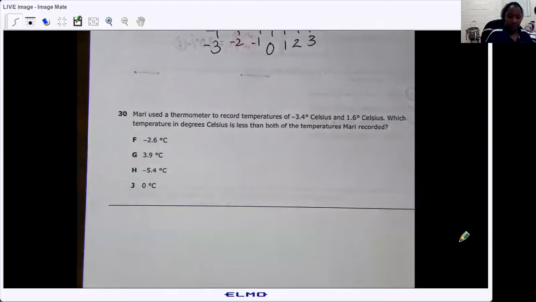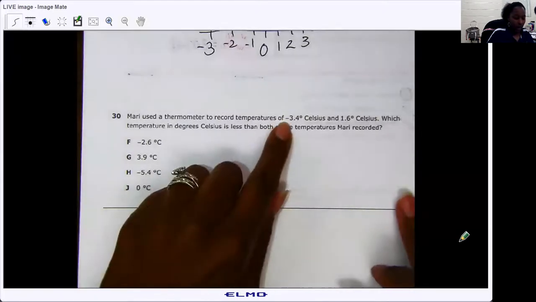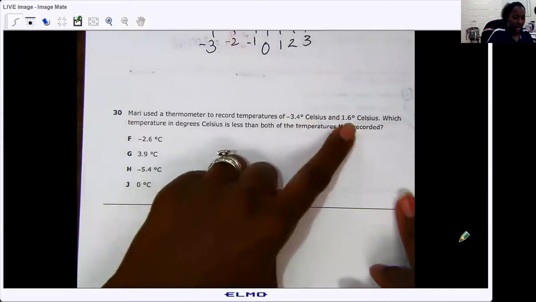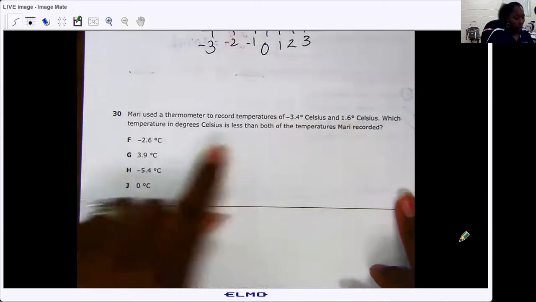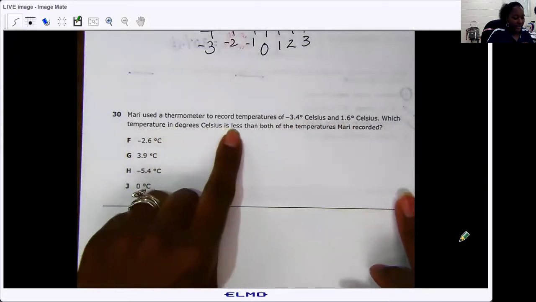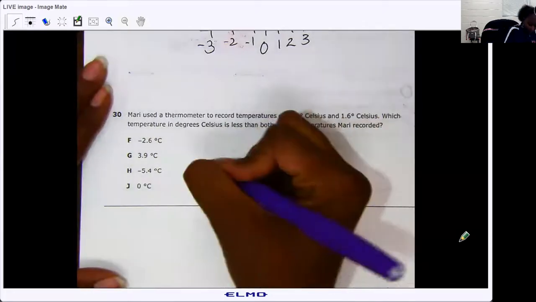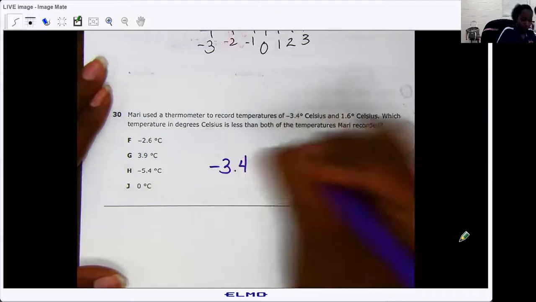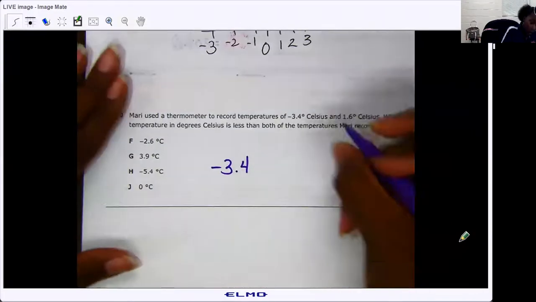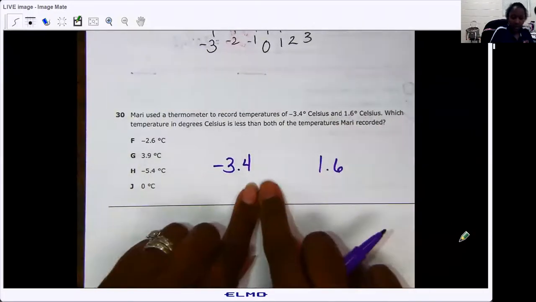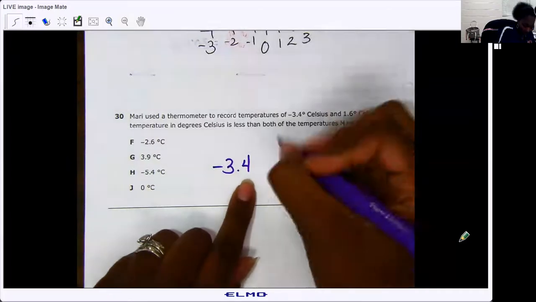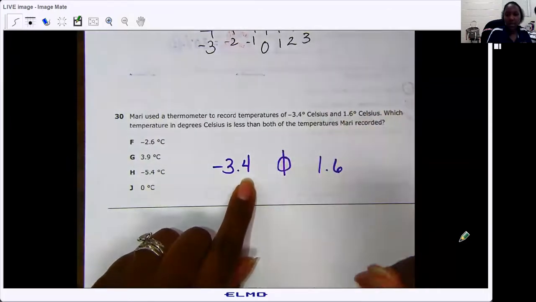All right, one more for ordering and comparing. It says Maria used the thermometer to record temperatures of negative 3.4 Celsius and 1.6 Celsius. Which temperature in degrees Celsius is less than both of the temperatures recorded? So we have a negative, so I'm going to put that over here, negative 3.4, and then we have a positive 1.6. Okay, so think of this as our number line. And of course, we have 0 in the middle there.